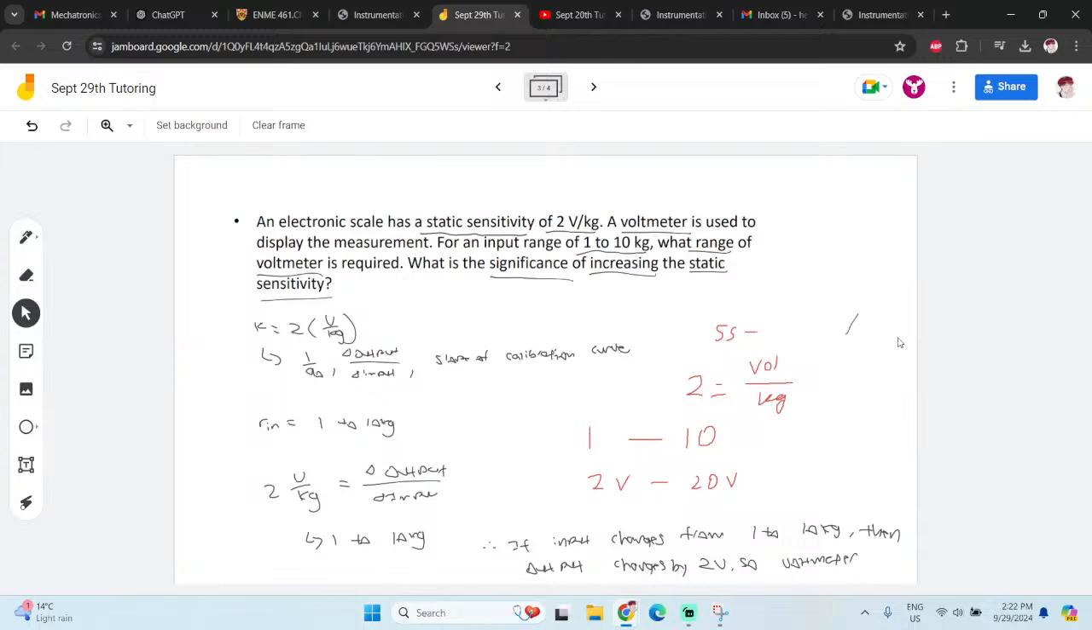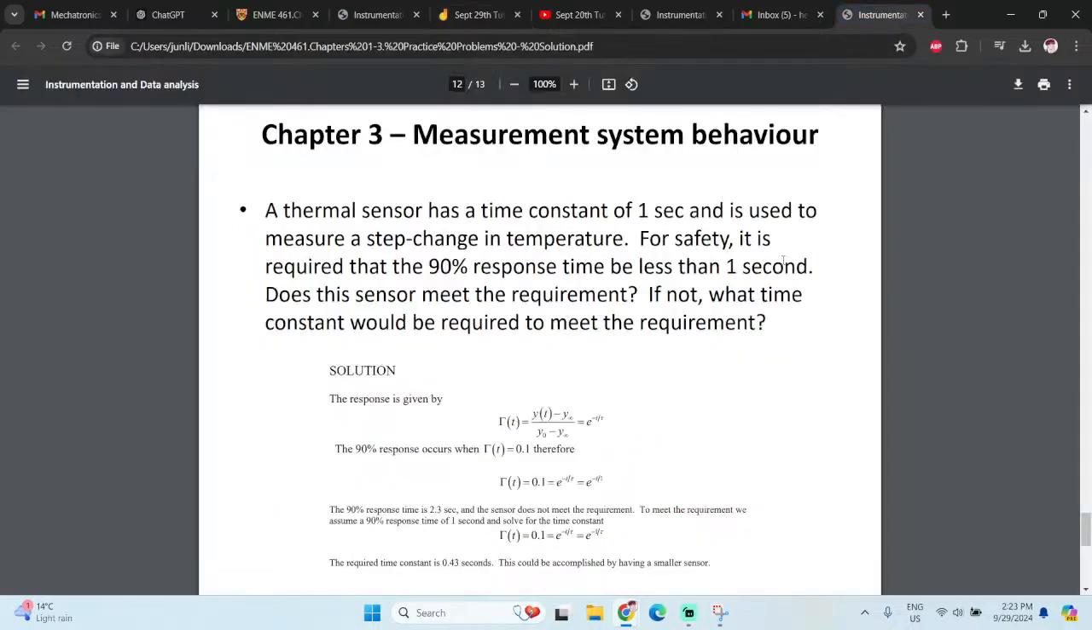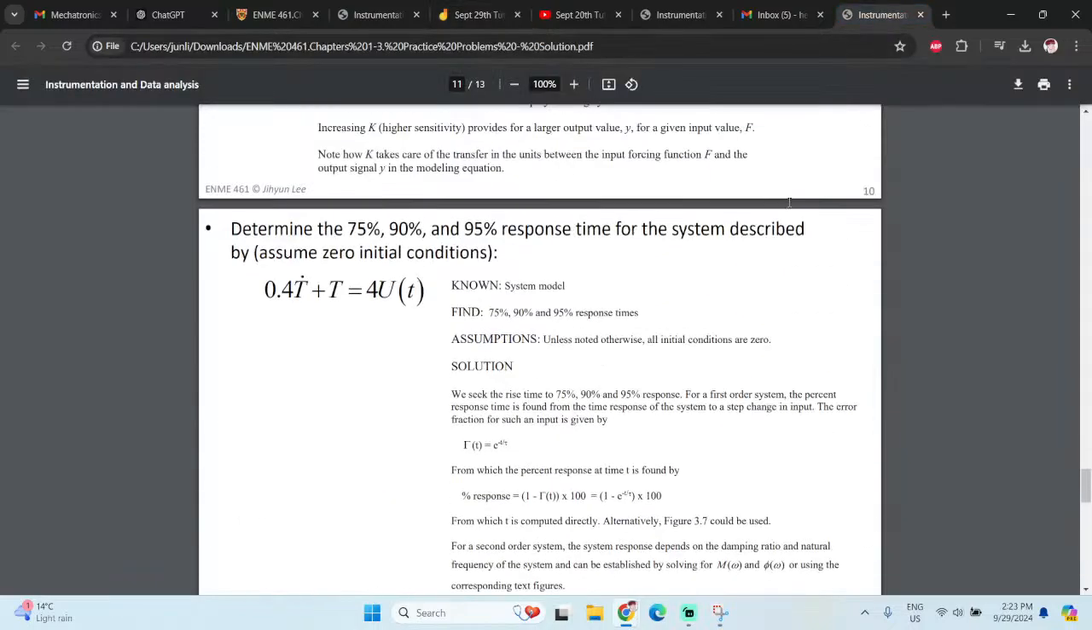Okay, so for my solution for the second part, what is the significance of increasing the static sensitivity? I wrote that increasing static sensitivity changes and increases the output range as well as the input range proportionally. Is that what they're looking for? No, actually, there's a different way to put it.